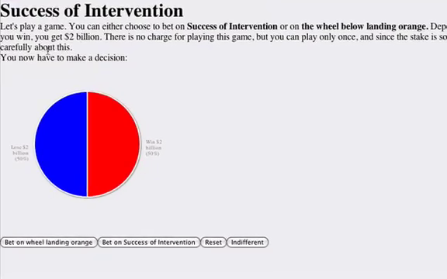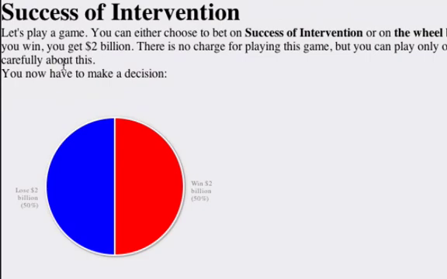This is about the chance of success that the intervention will provide the effect we hope to see. And that's very clearly defined in the model as a shift in our distribution of minor injuries and major injuries. So to assess this, let's play a little game. You can either choose to bet on the success of the intervention or on the wheel here landing orange. Depending on what you bet on, if you win, you'll get $2 billion. There's no charge for playing this game, but you can only play once.